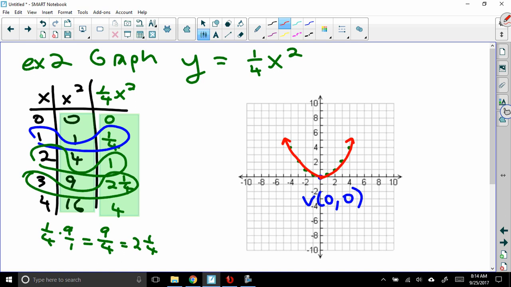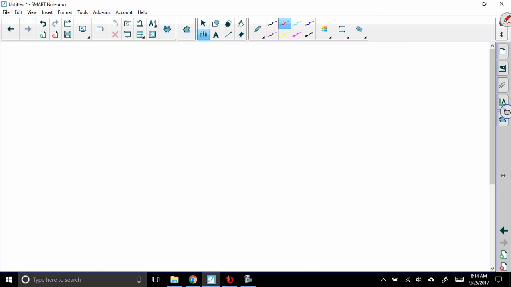Any questions about that one? Comments? Concerns? Well, I think we're ready then to see vertex form. Here it is. Vertex form.